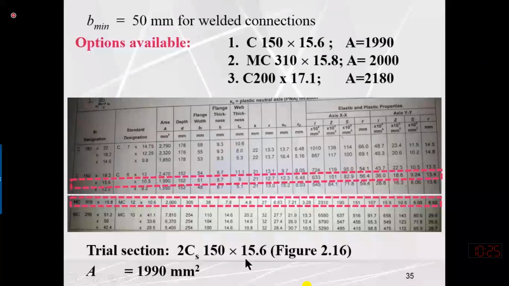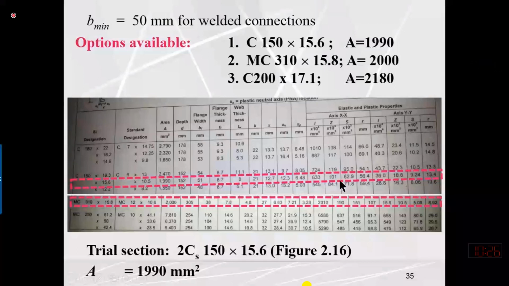Area of one channel is equal to 1990. Here I just write down all the properties that we may require. We require area. The BF value is 51, which is more than 50, so it is okay. Depth is 152. Thickness of flange is 8.7. Thickness of the web we may require, 8. This is the centroidal location in X direction. We require this, 12.7. I will explain why.